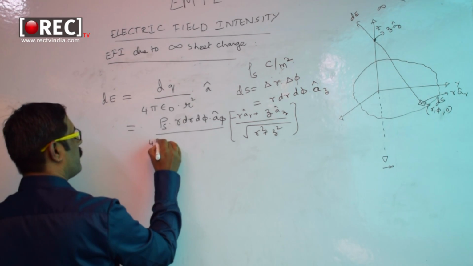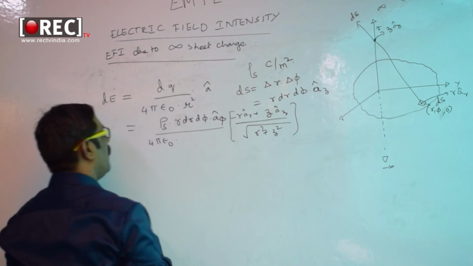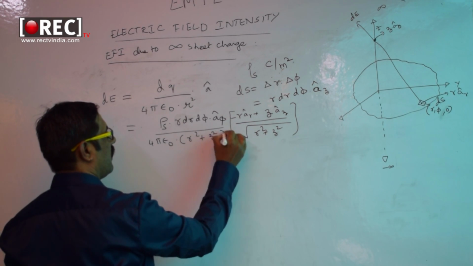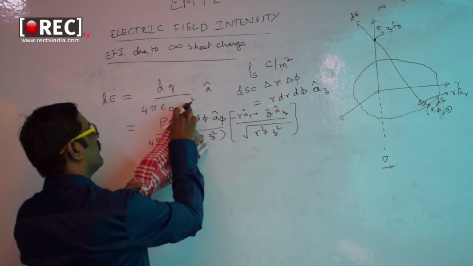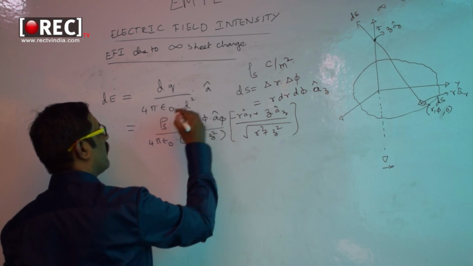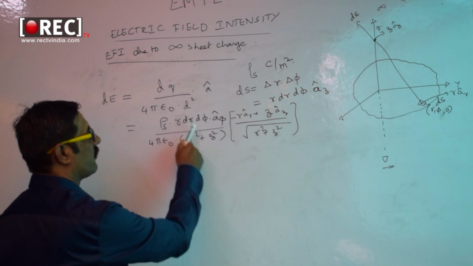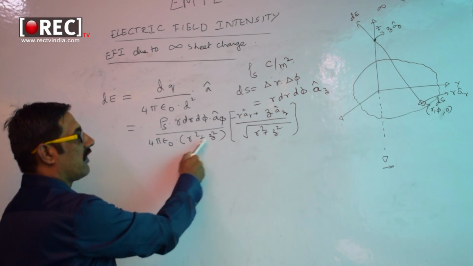And here it is 4 pi epsilon naught into, what is the distance? If you observe this distance, d square is simply r square plus z square. Okay, so for convenience, let us change it as d. So the distance is simply under root of r square plus z square. So we are having d square, and d square can be replaced with r square plus z square.